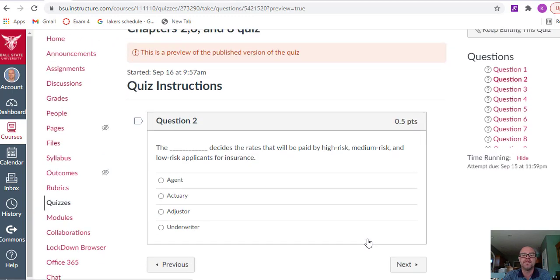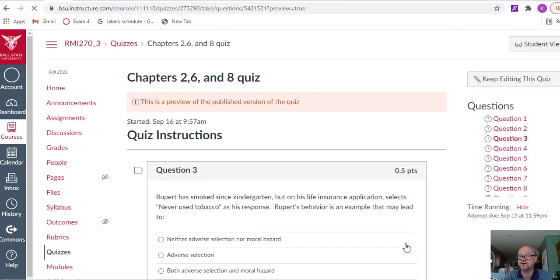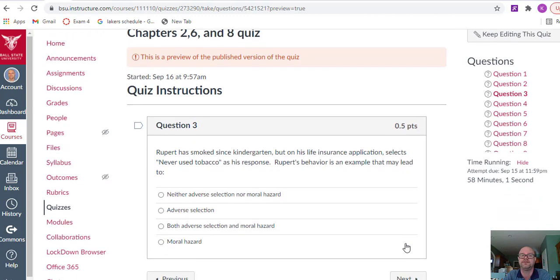Question number 2, who decides the rates that will be paid by high risk, medium risk, and low risk? Careful here. Rates are decided by the actuary. The underwriter decides who is high risk, medium risk, low risk, but the rates are calculated by the actuary. So I could see if some people had thought it should be underwriter, but actuary is what we're looking for there because it's the rates.